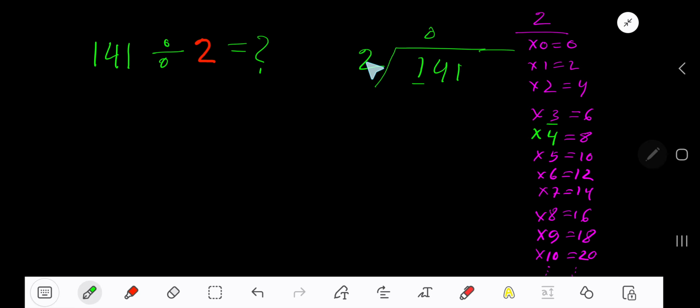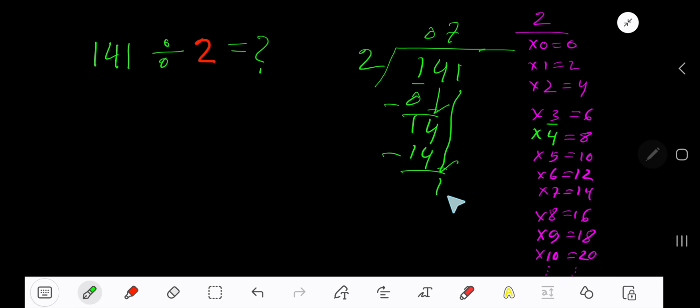0 times, as 1 is less than 2. 0 times 2 is 0. Subtract from 1, bring down the next digit. 2 goes into 14 how many times? 2 goes into 14 7 times. 7 times 2 is 14, subtract, we get 0, bring down the next digit.